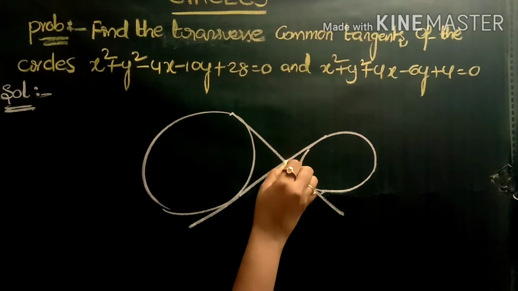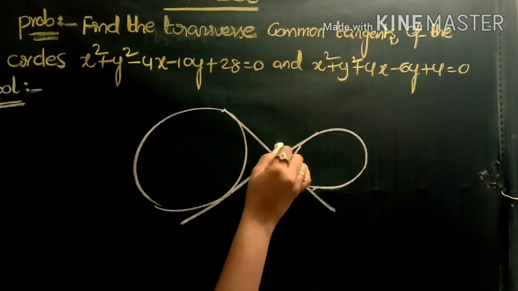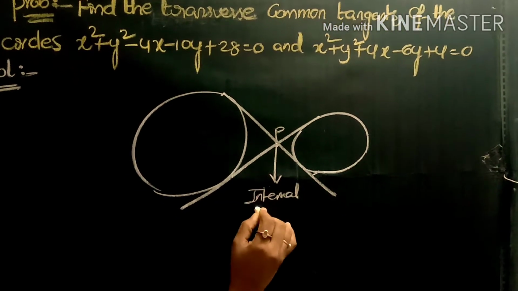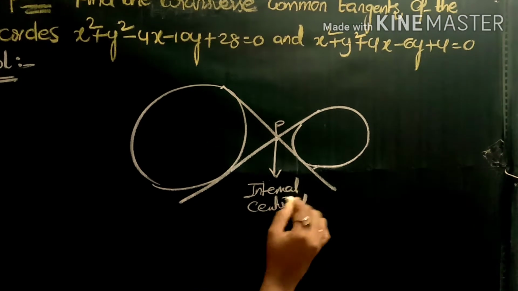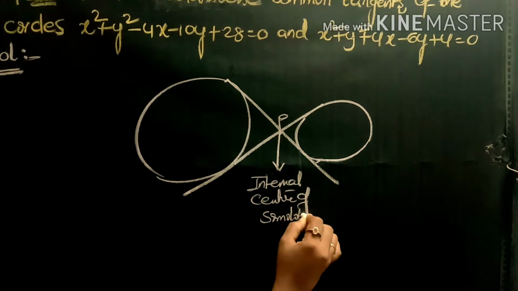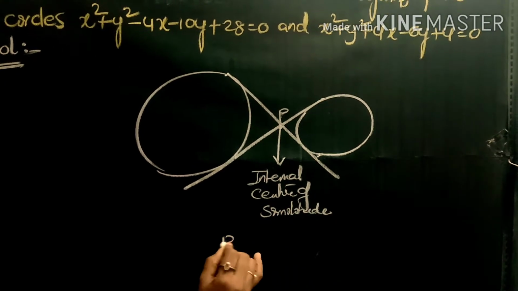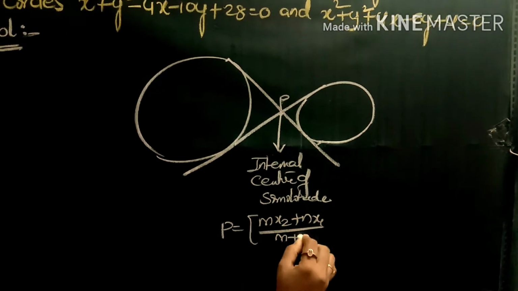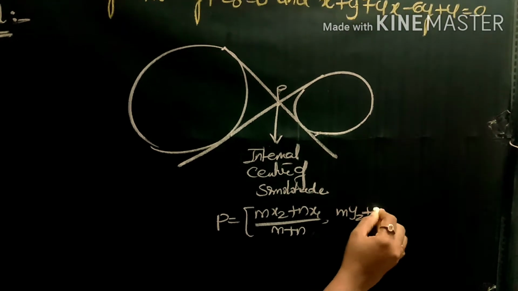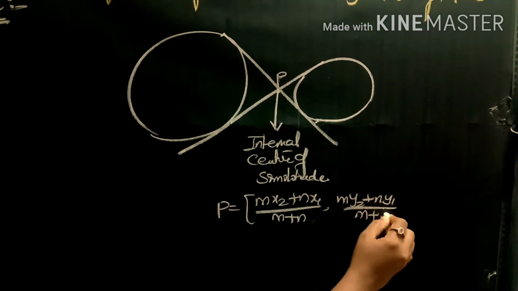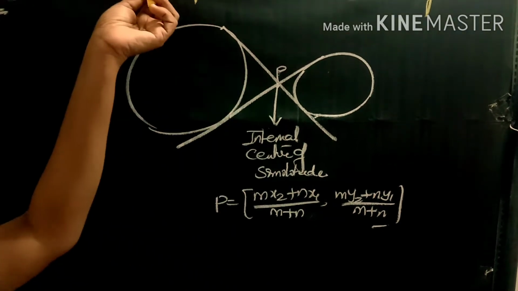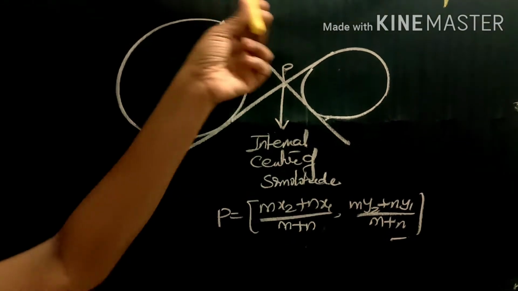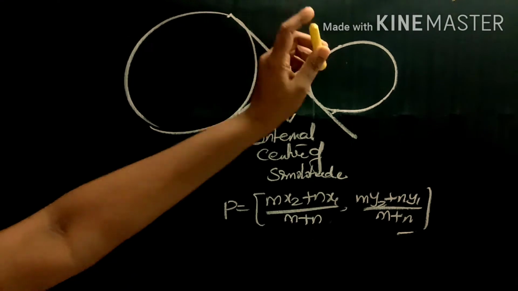Now to find the transverse common tangents' equations, first we have to find the point P, which is the internal center of similitude. So for that, first we are finding the internal center of similitude. The formula is P = ((mx2 + nx1)/(m + n), (my2 + ny1)/(m + n)). Here (x1, y1) is the center of the first circle and (x2, y2) is the center of the second circle, and m:n = r1:r2, where r1, r2 are the radii of the given circles.